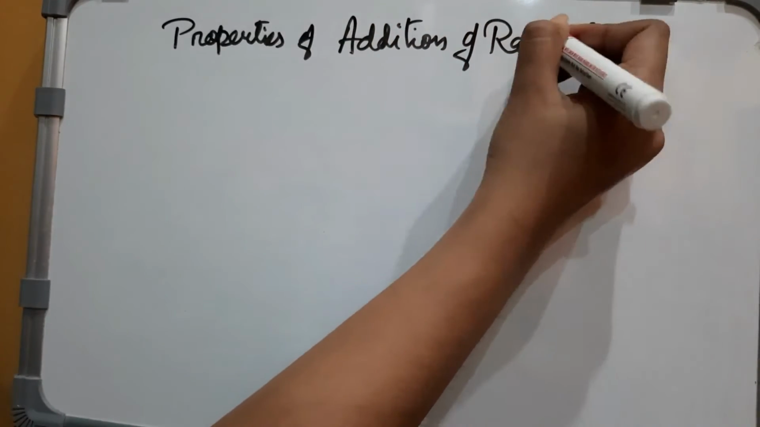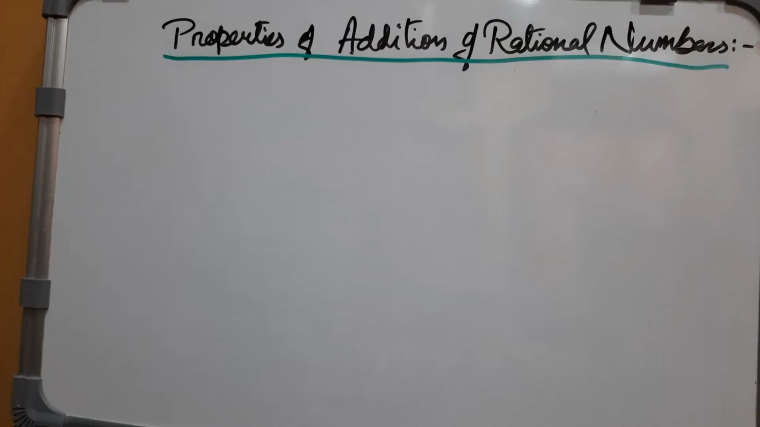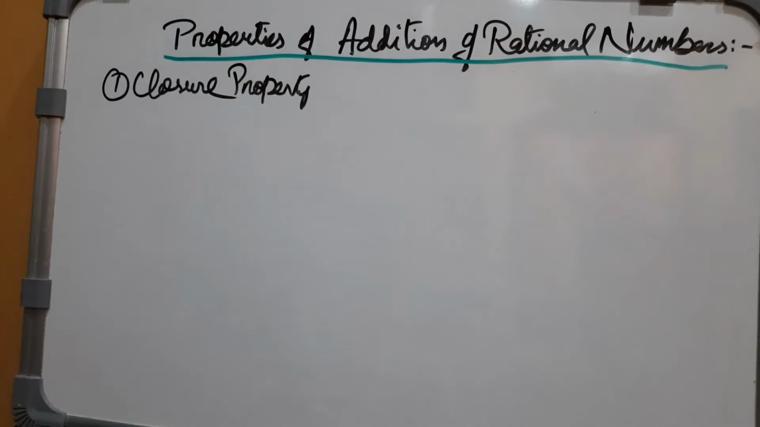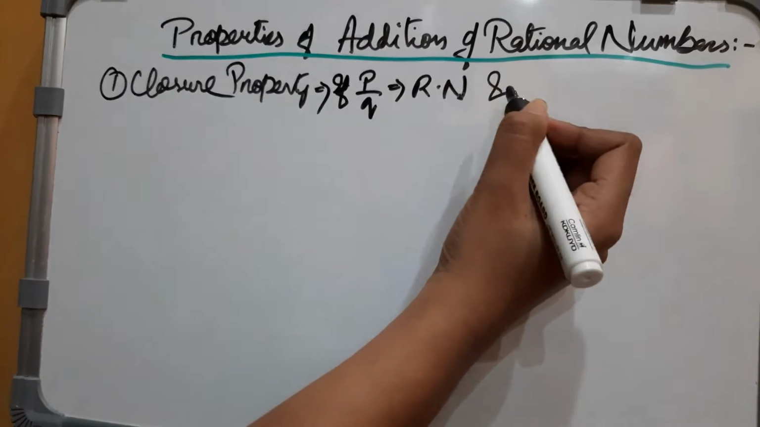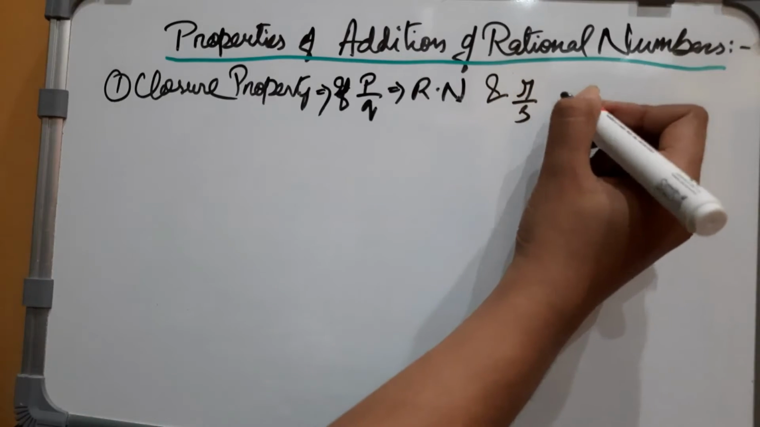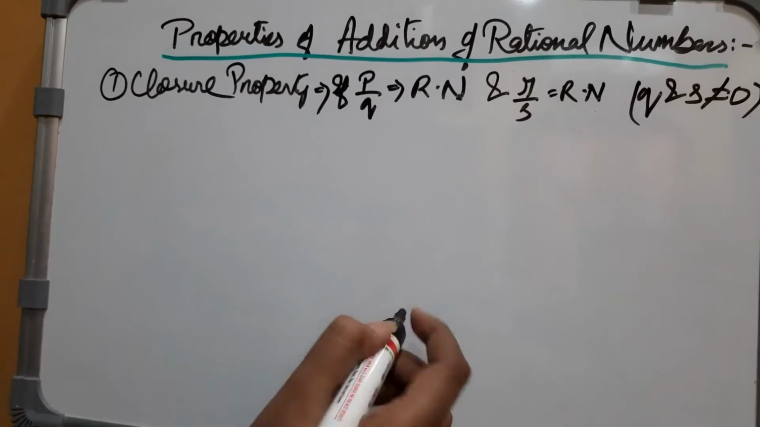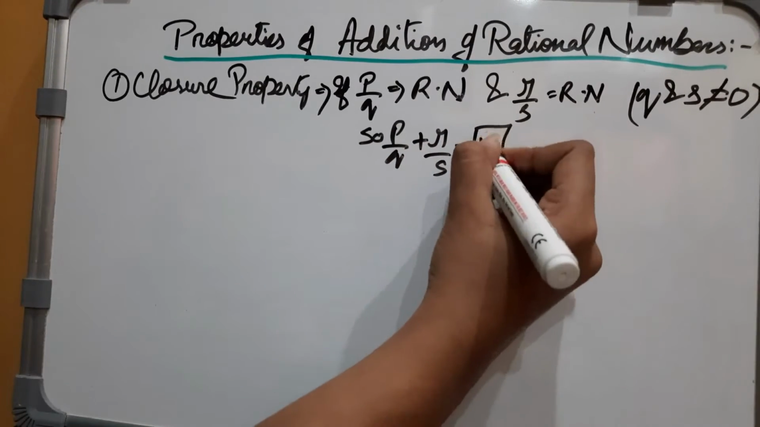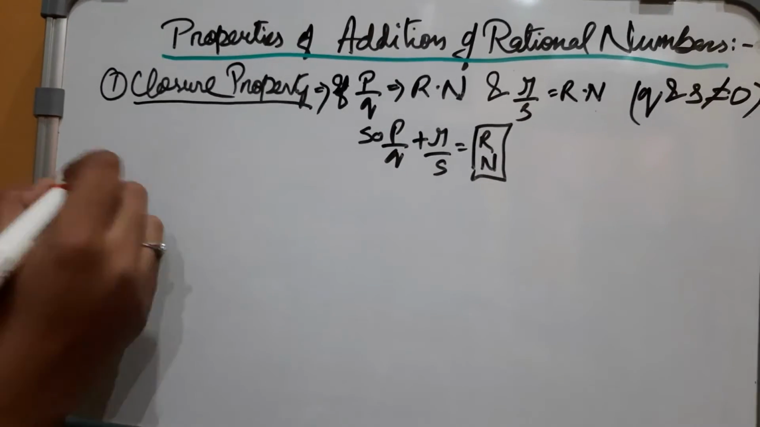So basically it has 5 properties. We will cover one by one. Alright, so number 1 property, which is closure property. This property explains if p by q is a rational number and r by s is a rational number also, with the denominators q and s not equal to 0, then the addition p by q plus r by s, whatever the result will be, the result will also be a rational number. So this is the closure property.